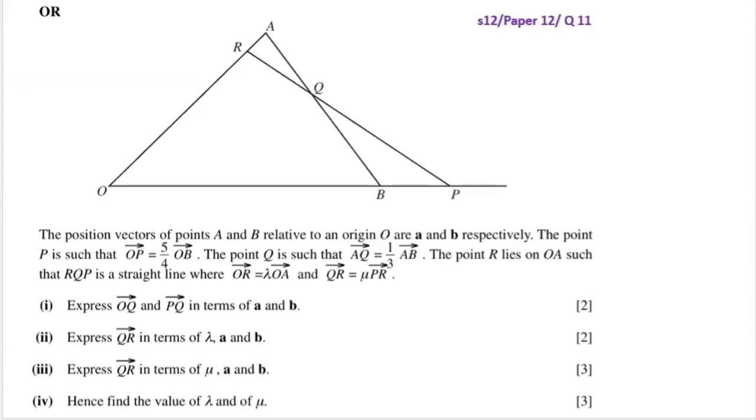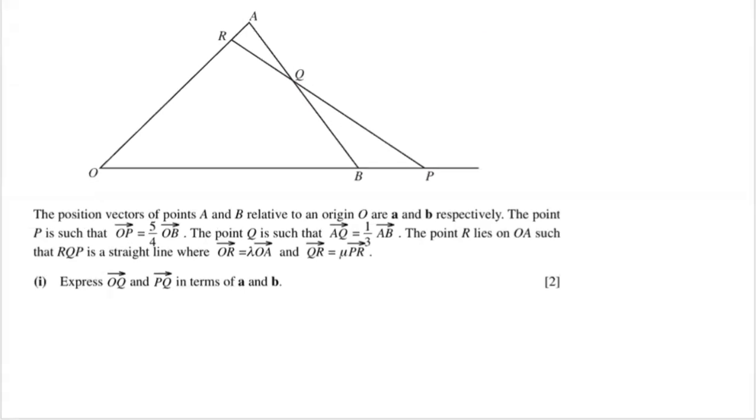And this one is the last question on my slide. This is from Summer 12, paper 1-2, and question 11. Copy it, try it on your own, and later you can confirm. The position vectors of points A and B relative to an origin O are a and b.